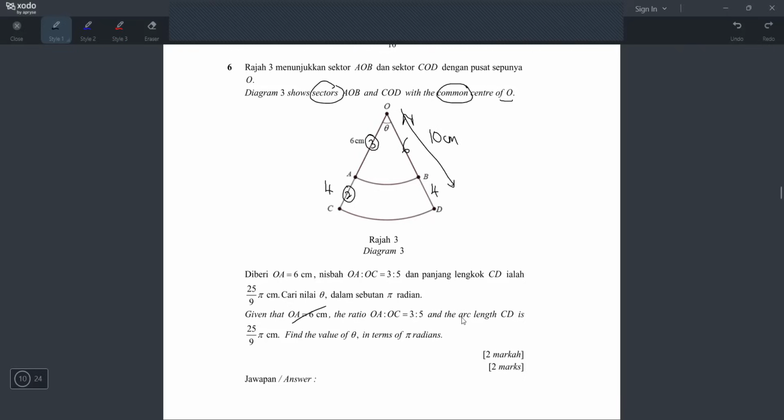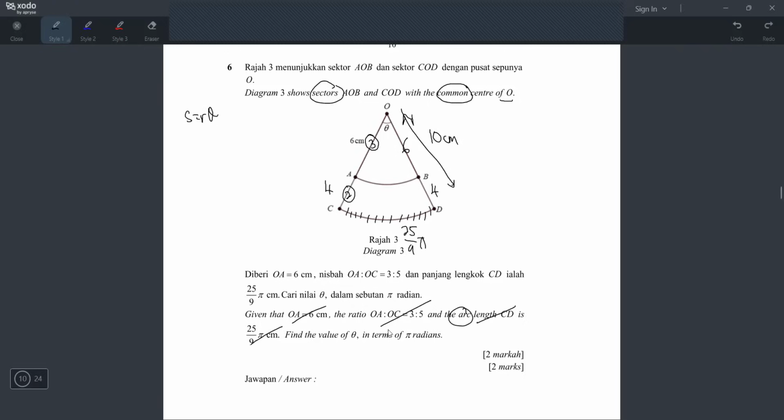Okay, so done. And then the arc length CD is 25/9 pi. Arc means the curve, is 25/9 pi. So I think it's referring to this line, right? The arc CD is 25/9 pi. So definitely later we can use which formula? S equals r theta, because that's the formula to find arc in this chapter. Okay, S equals r theta.